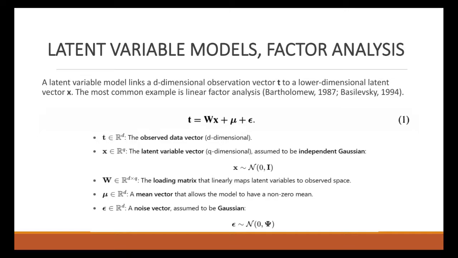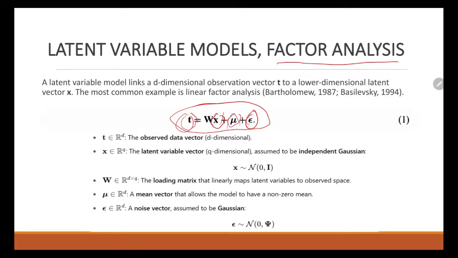And factor analysis is a type of latent variable method. It assumes that the observed data is generated by a few latent factors plus some noise. So it says this equation. This equation means each observed variable is modeled as a linear combination of these latent factors with some noise. So this t is the observed data vector, this x is the latent variable vector, and this e is the noise. This mu is just the mean of the data, written just for representation.